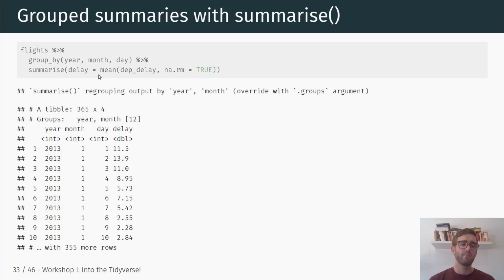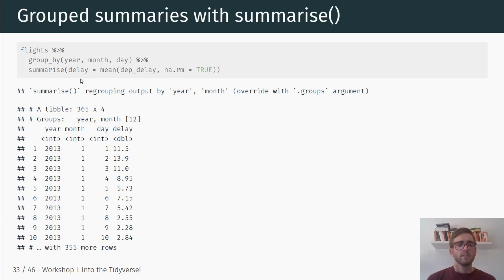So what summarize now does is it takes the grouping. So basically it takes the flights in each day. By combining month and day, each group is basically a unique day in the year of 2013. So for each unique day, for all flights that departed on January 1st, for example, we compute the mean of departure delays and then create a new data frame that saves that for each individual group.